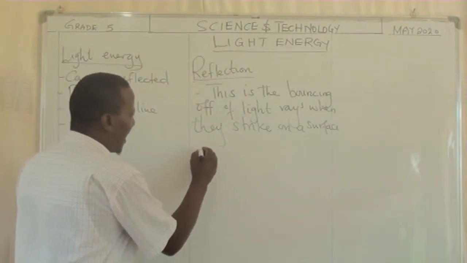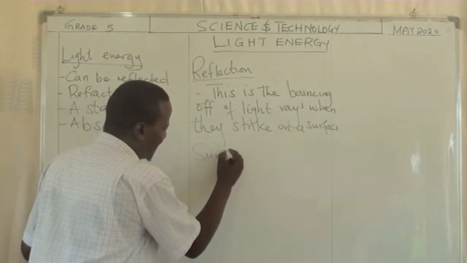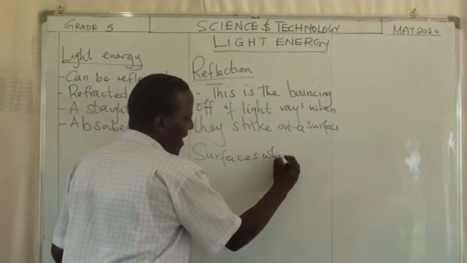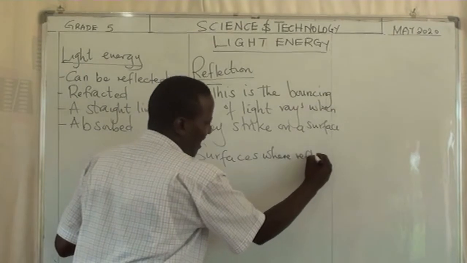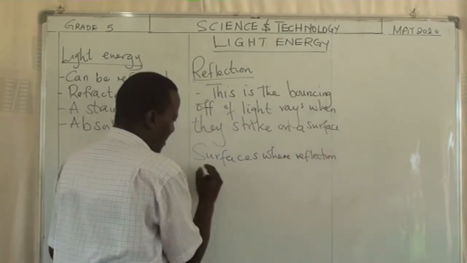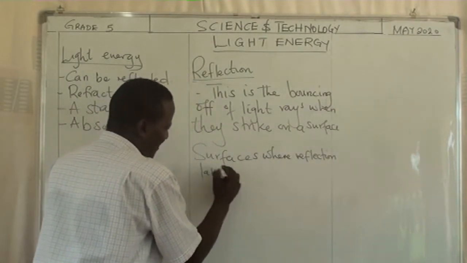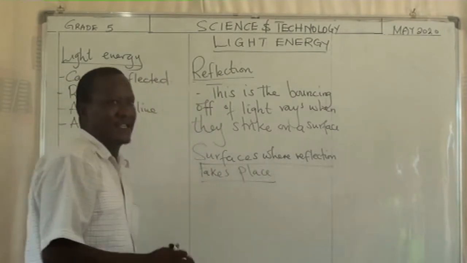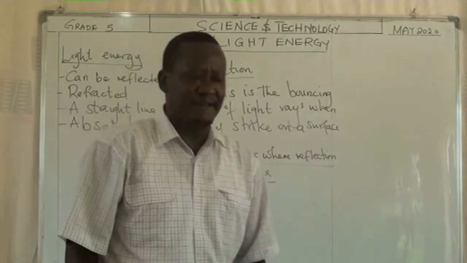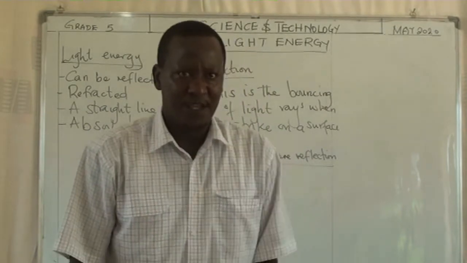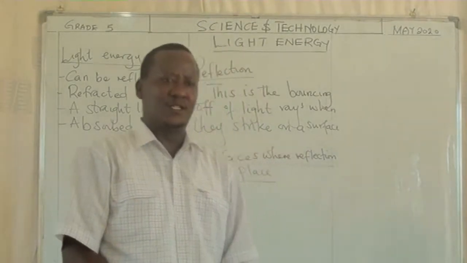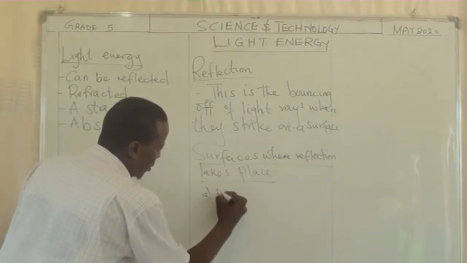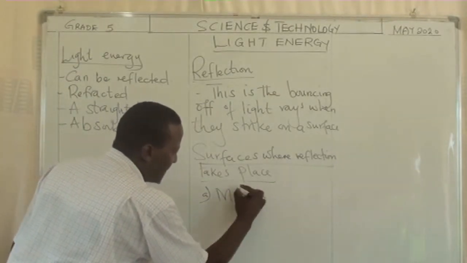Let us look at which kind of surfaces reflection takes place on. We understood earlier that it takes place on surfaces that are shiny, the surfaces that are smooth. Let's have examples of those things which have smooth and shiny surfaces. Number one, we can talk about what we call the mirrors.